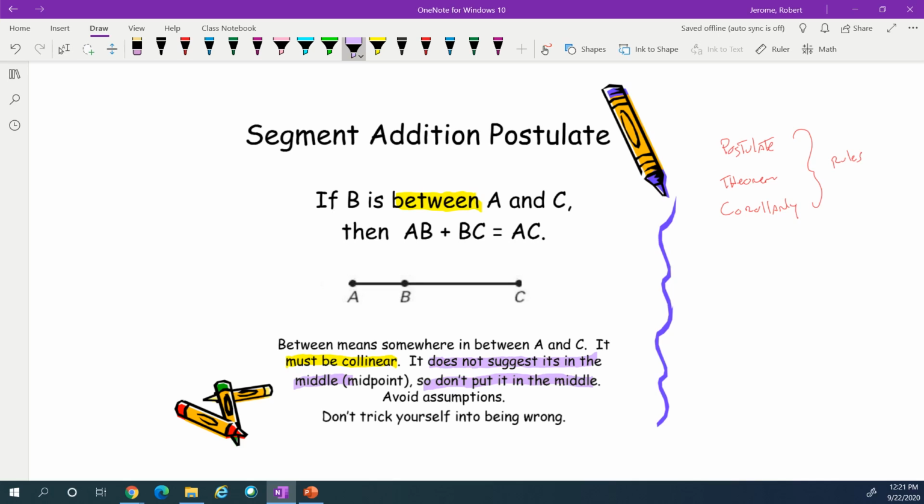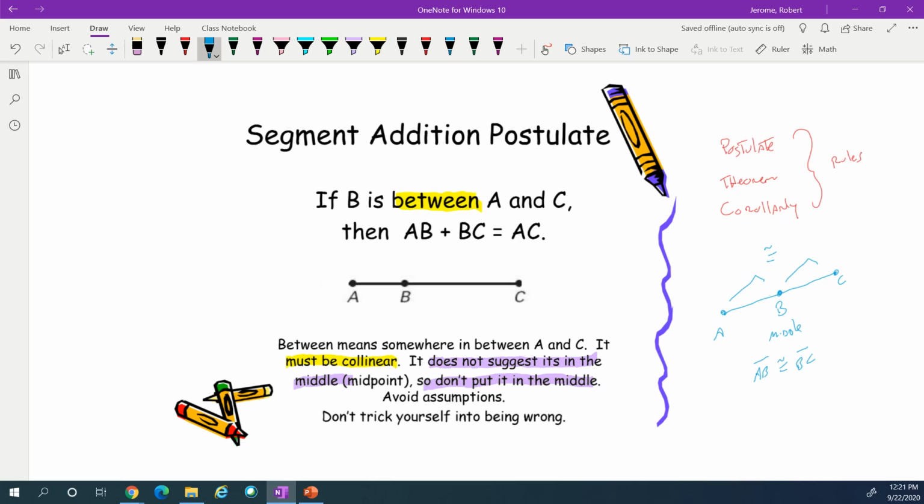All right. And again, if we look at an example here, if I went right to the middle, then that means these two pieces are congruent. If B is in the middle, then those two pieces, AB and BC, would have to be congruent. And that's not what we're saying here. So again, really stressing this idea, between does not mean the middle, it means somewhere between.